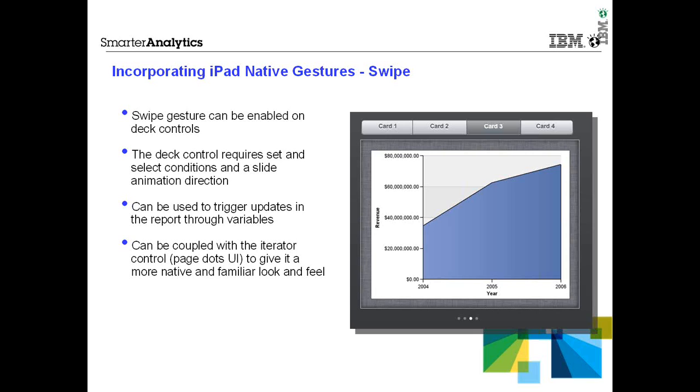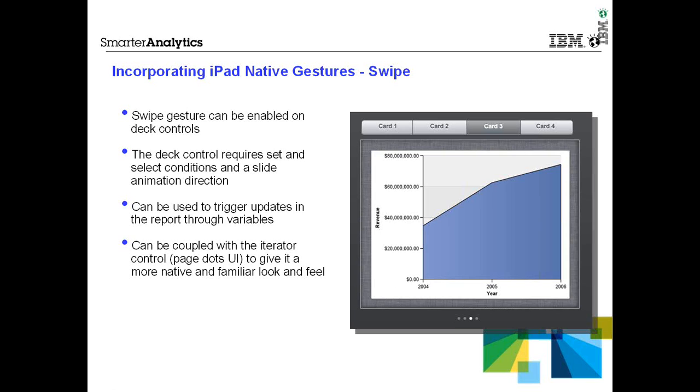The swipe gestures can also be used as triggers to update the reports through variables. Now, what do I mean exactly here? In this kind of trigger, let's say you are changing the report from the east region to the north region. Once you change that, depending on those variables, the other relevant information present on the report will also change for the north region. So this is how it will change. Now, it can also be coupled with the iterator control.